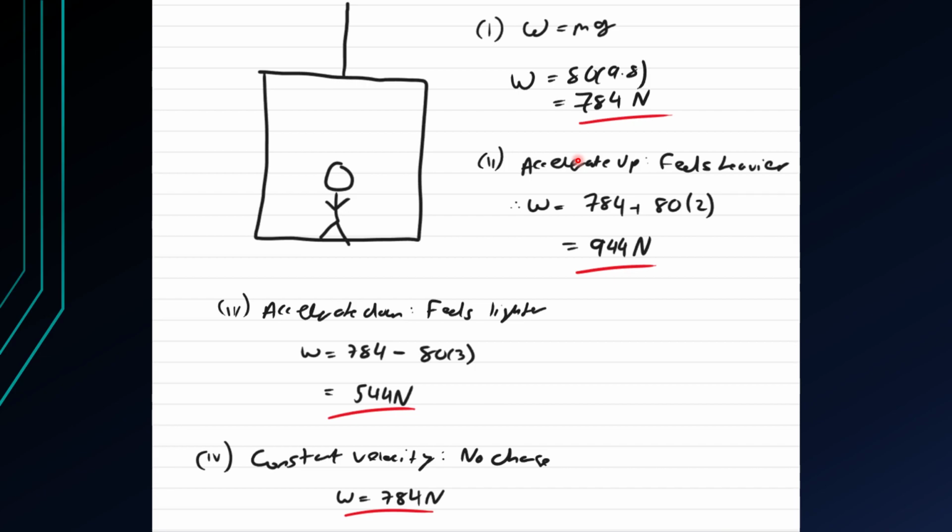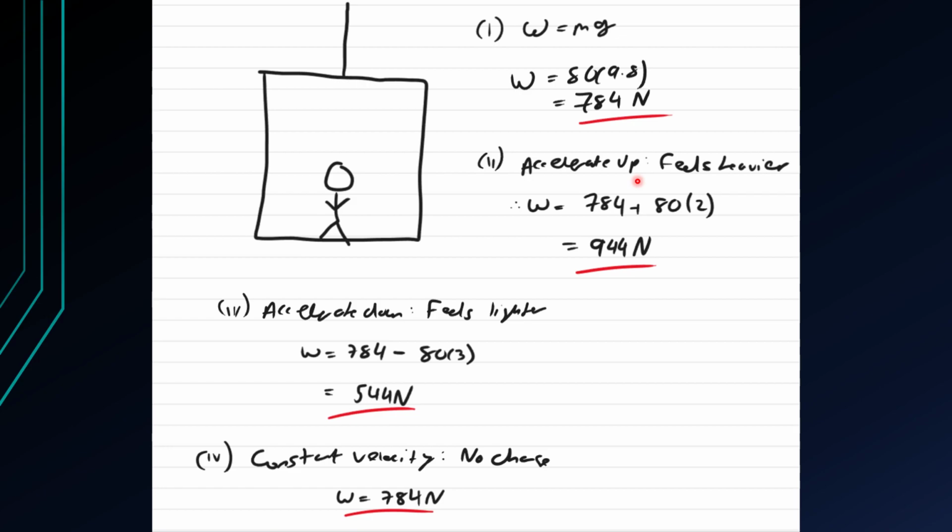Now, if the man is accelerating at 2 meters per second squared upwards, he will naturally feel heavier because the elevator is almost like it's squishing onto the man. So the reaction force will have to increase, and therefore his apparent weight will increase. So using our formula, we get the weight, so mg, plus m times the acceleration in the lift. So that's 784 plus the apparent weight added, so that's 160. So his new apparent weight is 944 newtons.